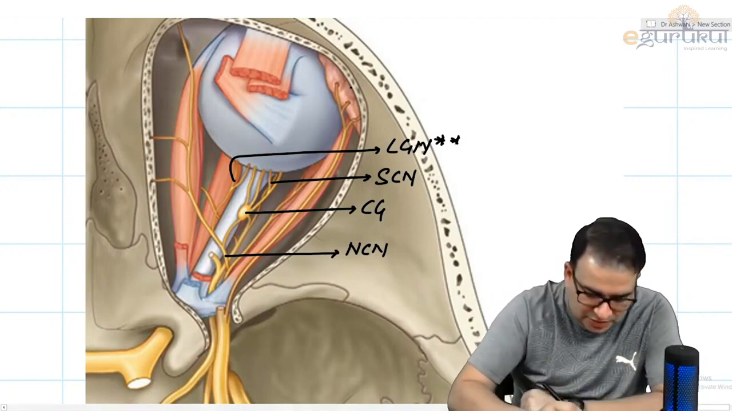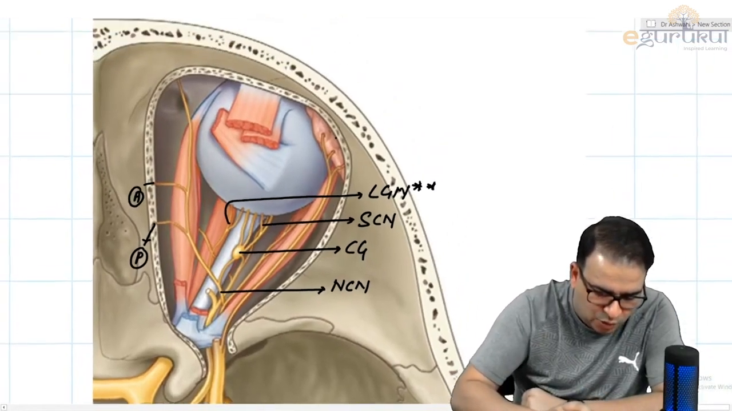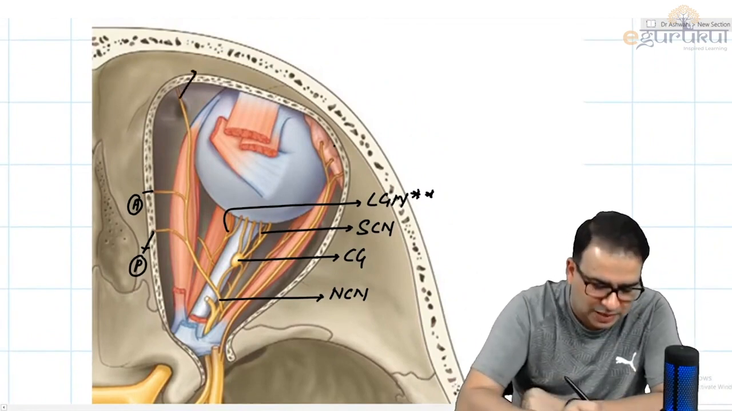Then you can see a nerve running toward the medial side. What nerve is that, beta? That nerve is the posterior ethmoidal nerve. This one is posterior ethmoidal. And this nerve here is the anterior ethmoidal nerve. And ultimately, the nasociliary nerve, you can see, is going out as well. And ultimately it will come out as what nerve? As the infratrochlear nerve to supply the skin.